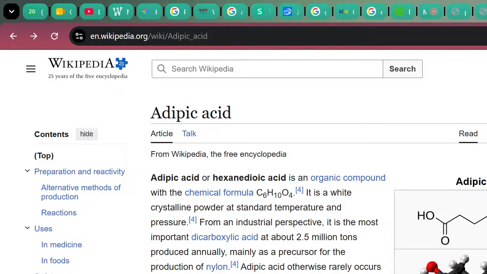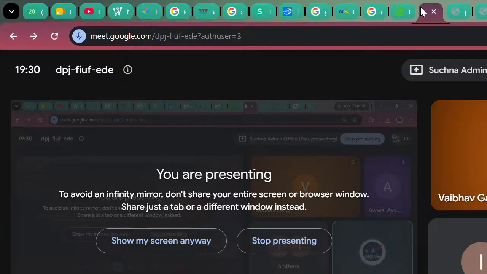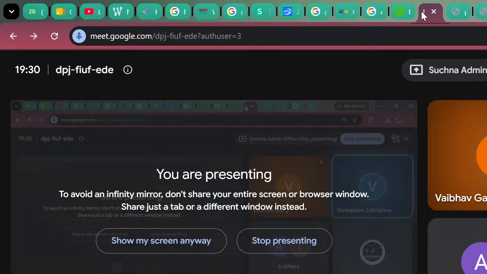This hexane dioic acid is used as an activator in soldering. What do you mean by activator? Any idea? Adipic acid is an activator in soldering. Any idea what activator means? Which enables the reaction to proceed and makes it faster to get completed.